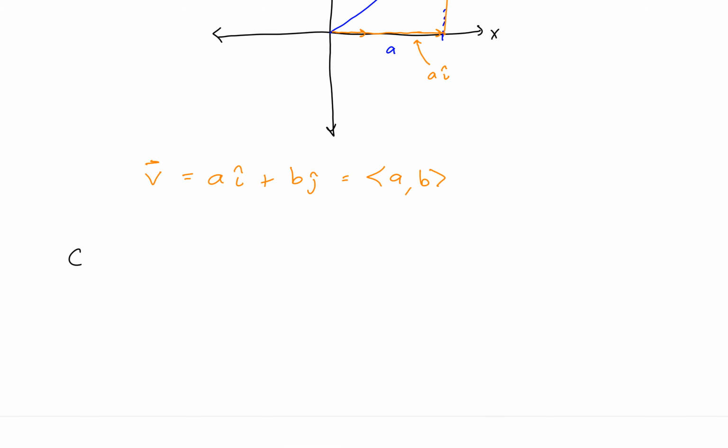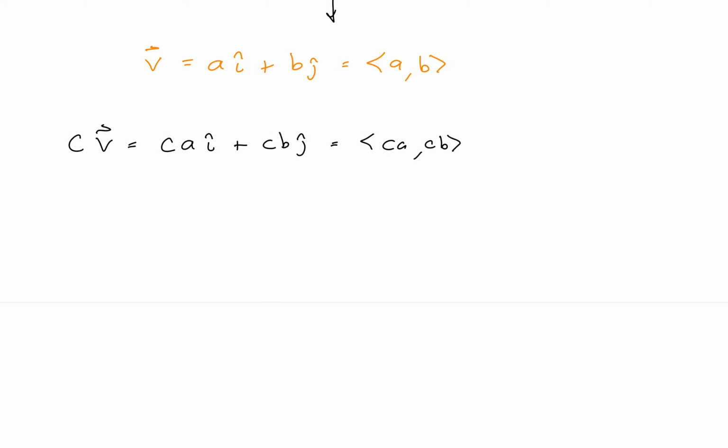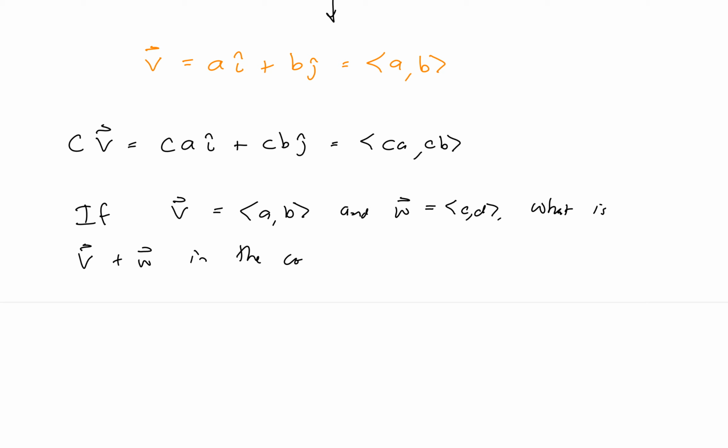We saw before we can scale a vector, and that changes the length of the vector. So in this case, that just multiplies both of our terms by that scalar. So we'd also like to be able to add vectors in terms of these coordinates. So if, say, v is this vector (a, b) and w is equal to (c, d), what is v plus w in the coordinates?